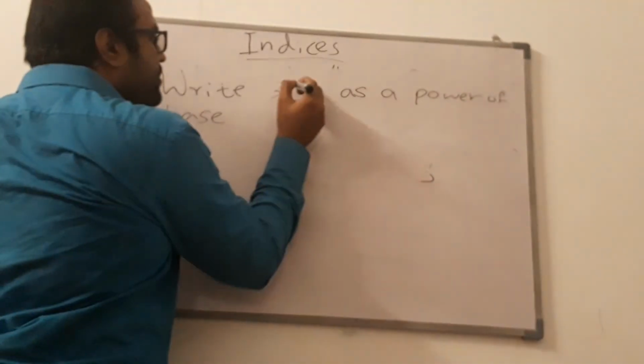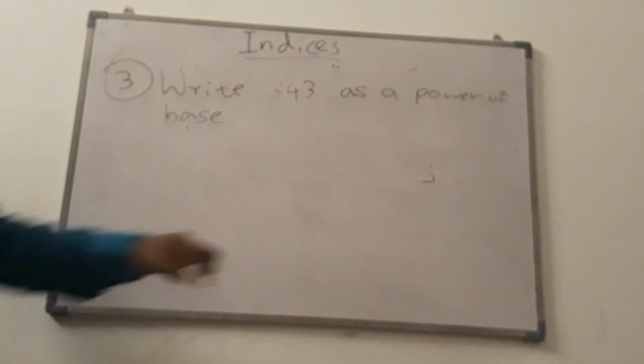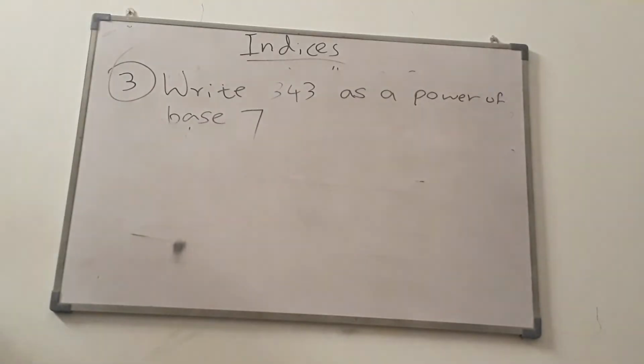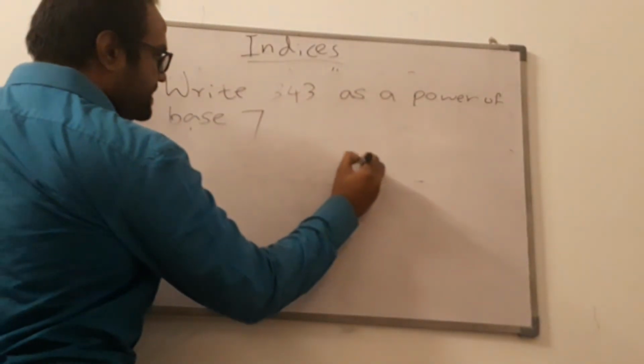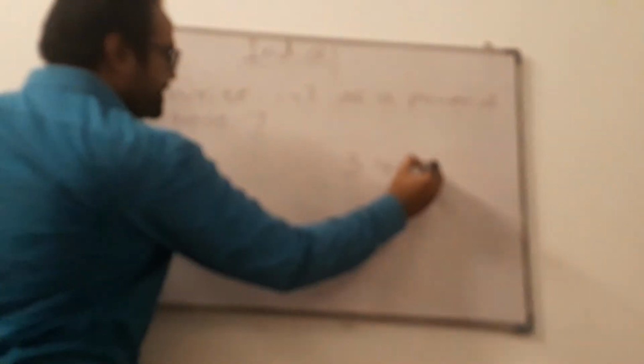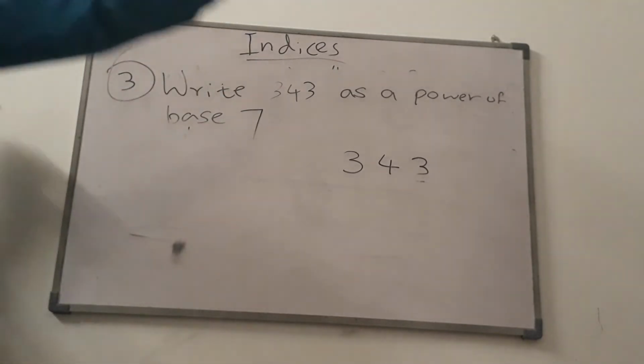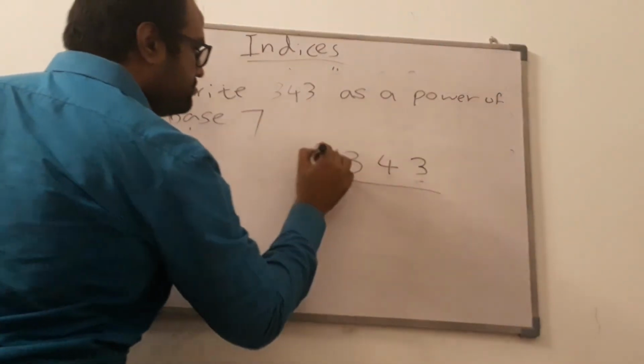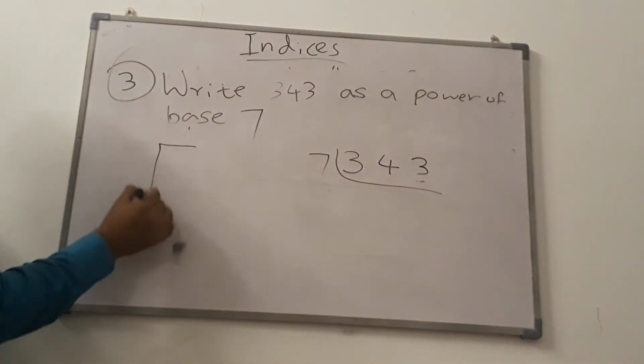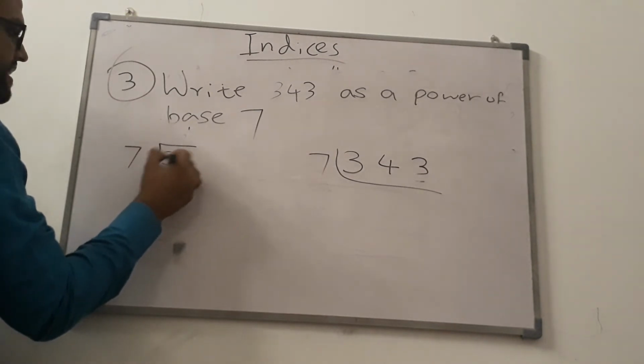Write 343 as a power of base 7. Okay, this is a little tough in comparison to the last two questions, but we can do it. I am doing long division also for your own needs.